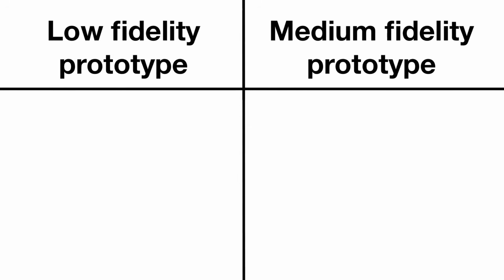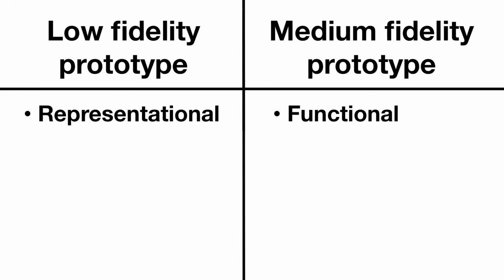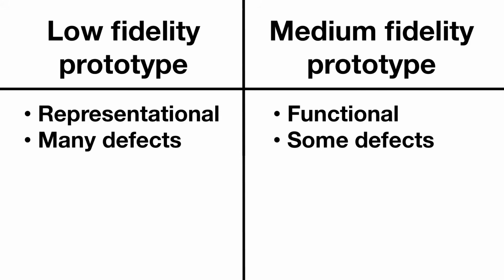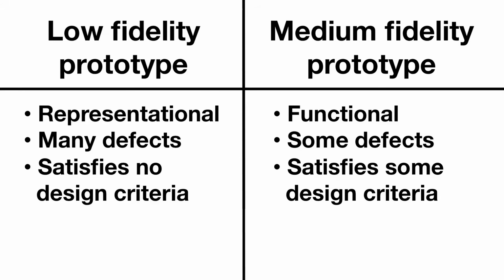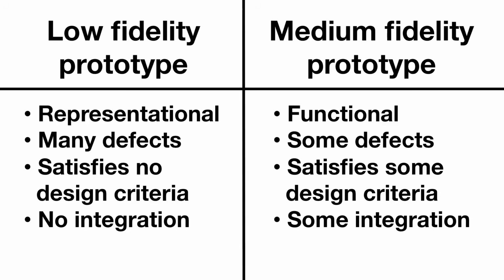There are several characteristics and features that differentiate a low-fidelity prototype from a medium-fidelity prototype. A medium-fidelity prototype will have more components that are functional in nature instead of representational. A medium-fidelity prototype might have fewer gaps, overlaps, or jagged edges. A medium-fidelity prototype also will have satisfied at least a couple of the design criteria. Finally, a medium-fidelity prototype will have some successful integration of components.